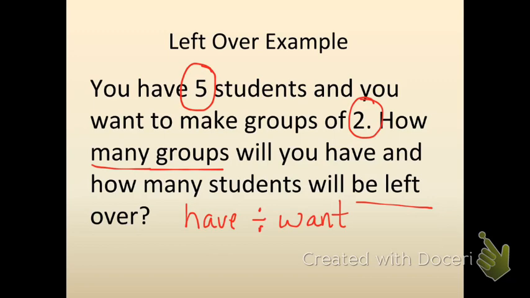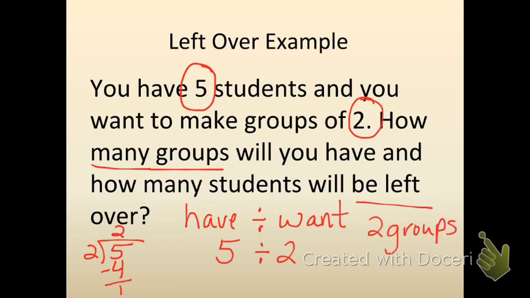So this person has 5 students, and what do they want? Groups of 2. So 5 divided by 2. Have divided by want. Okay? So if we write that in a problem, 2 divided into 5. How many times is 2 going into 5? 2 times. That's 4. Subtract, 1. Now, the question asked us, how many groups do we have? 2. So let's write 2 groups.